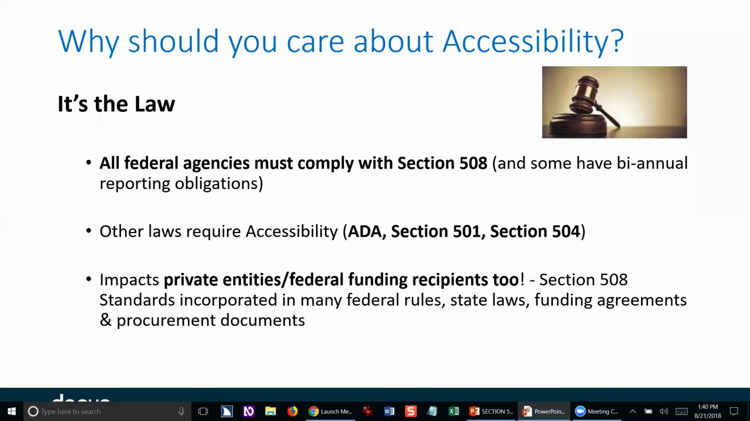So now that we know what ICT is and what access to ICT means, let's ask the question, why should you care about accessibility? To begin with, it's the law. All federal agencies are required to comply with Section 508. And in addition, there are many other accessibility laws at the federal, state, and local levels. Beyond that, federal grant recipients and private entities doing business with the federal government are also impacted by accessibility requirements.